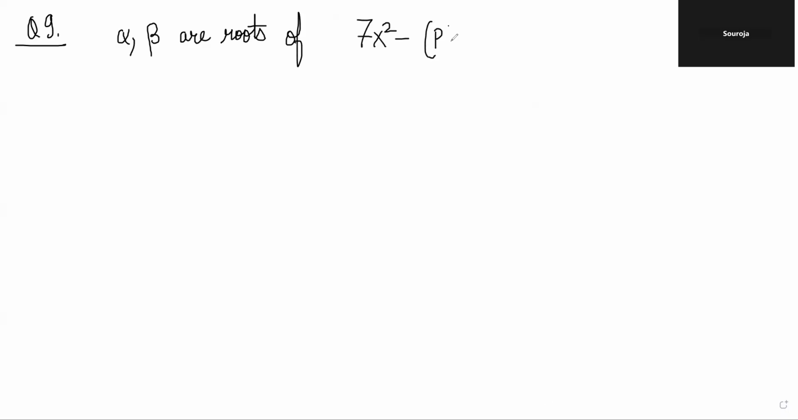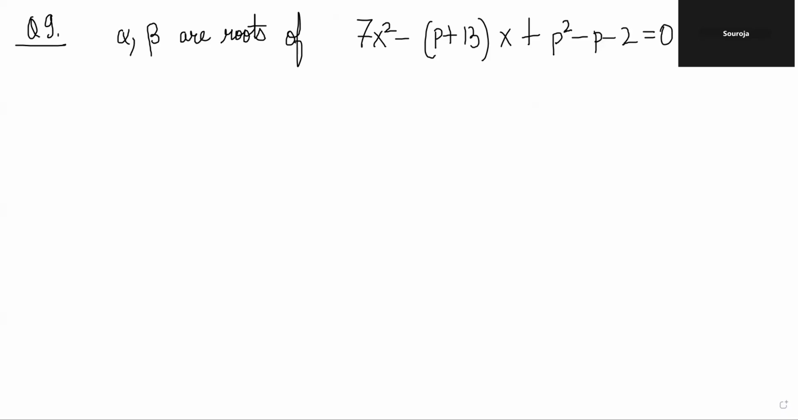Question 9, did you try? I did. What have you gotten so far? The question says alpha and beta are roots of 7x squared minus p plus 13x plus p square minus p minus 2 is equal to 0.